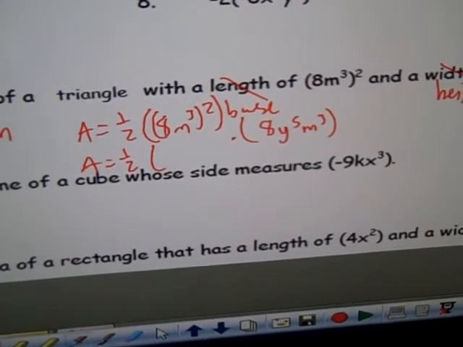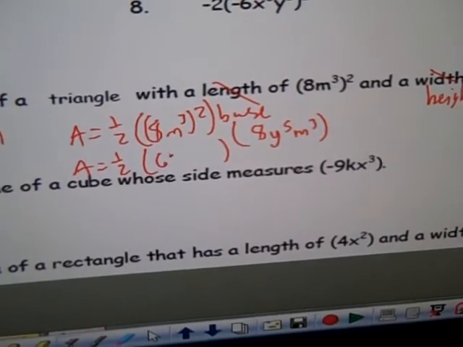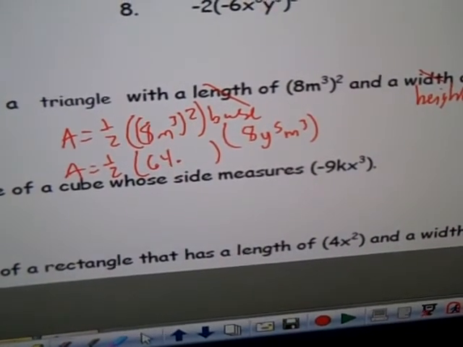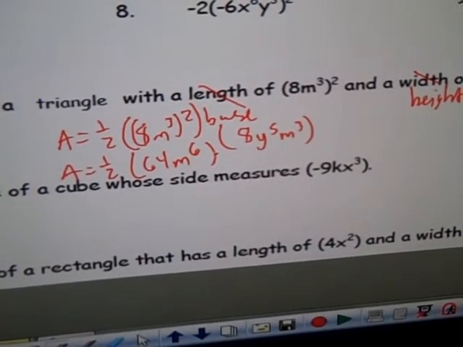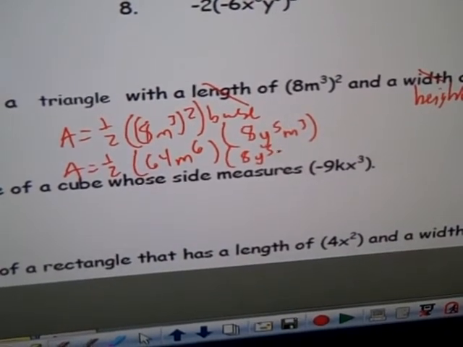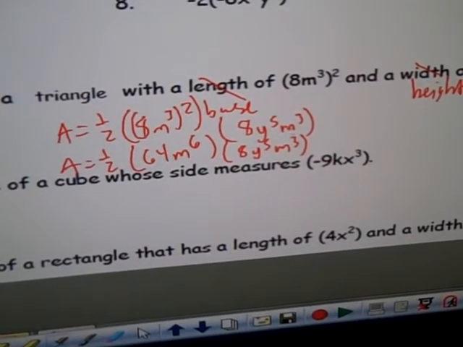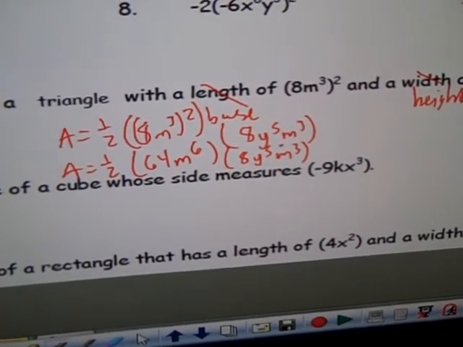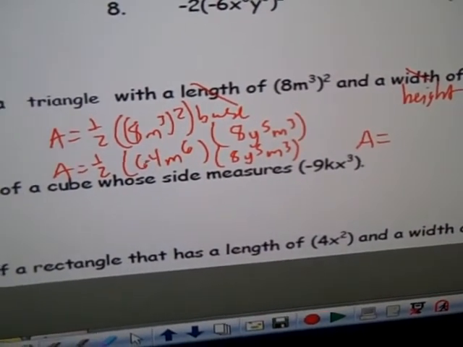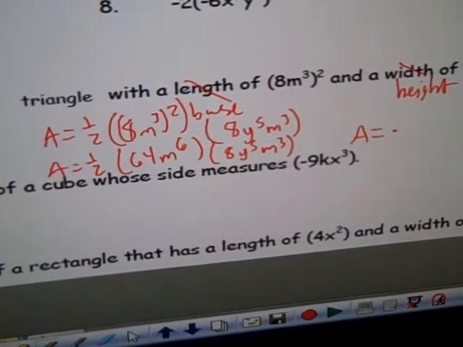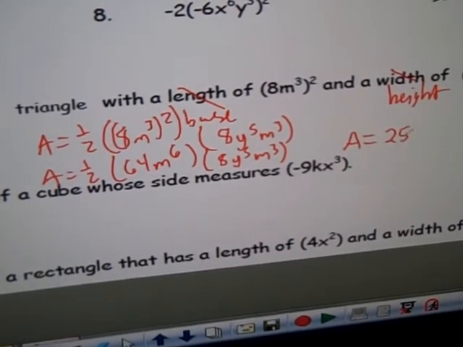We deal with the exponents first. Since we have 8 and we're squaring it, we get 64. And we have m cubed and we're squaring that. It's really m to the 3 times 2. 3 times 2 is 6. M to the 6. And then we just rewrite the next term exactly as it was. We haven't done anything with it yet. And once we go through and evaluate, we take 1/2 of 64, which is 32, and then we multiply that with 8, which should give us 256.